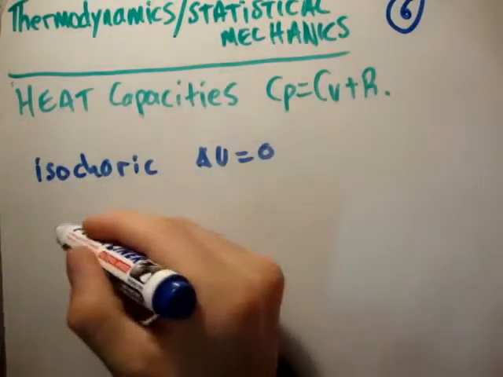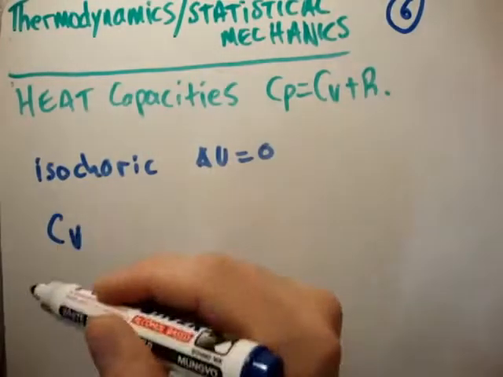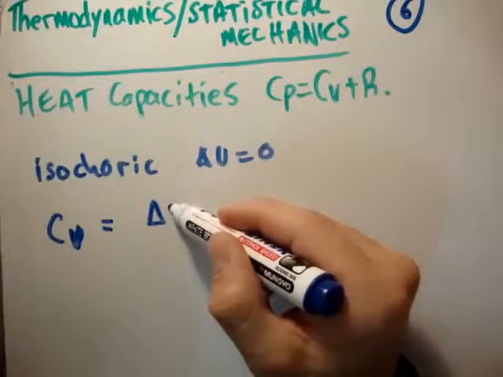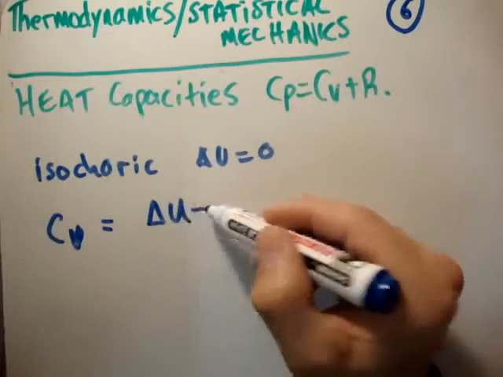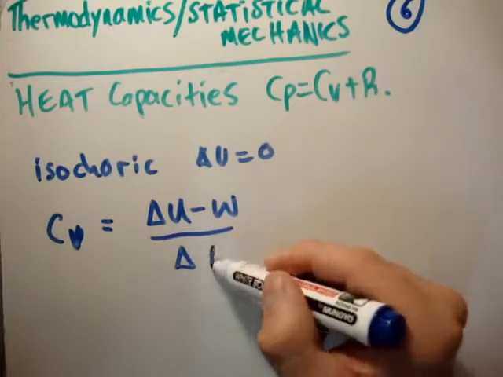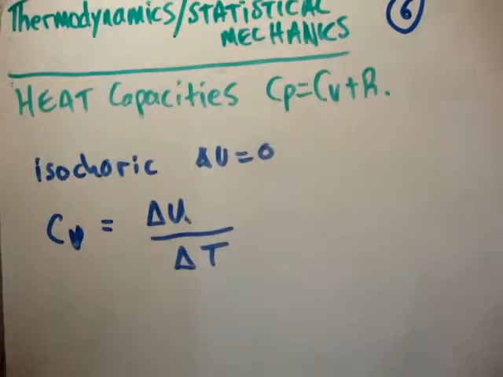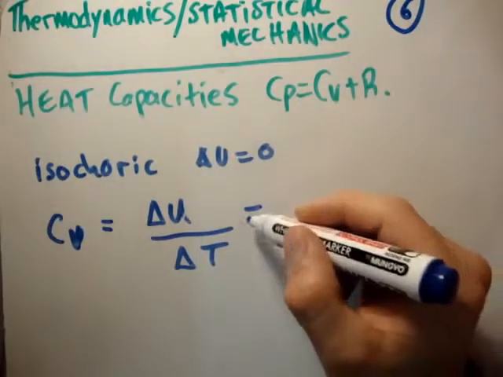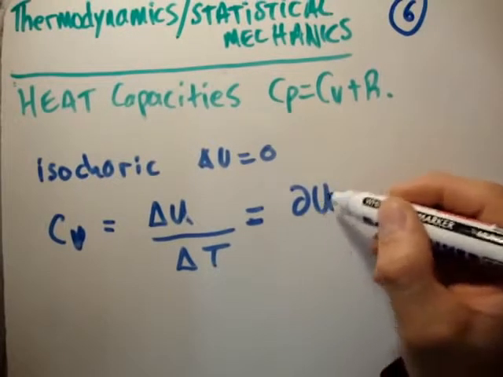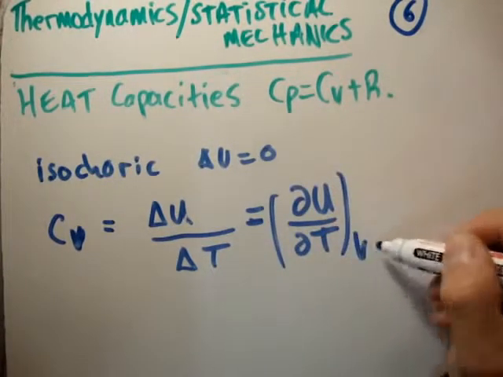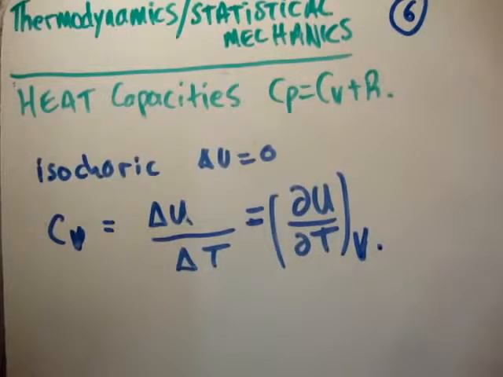So specific heat capacity at constant volume, C sub V, is equal to delta U minus W over delta T, but we said it's constant volume, so the work is equal to 0, and we get delta U over delta T. So where we're talking about infinitesimal jumps, it basically is del U del T. So we can say the heat capacity at constant volume is equal to del U del T. Simple as. And this is an isochoric process.